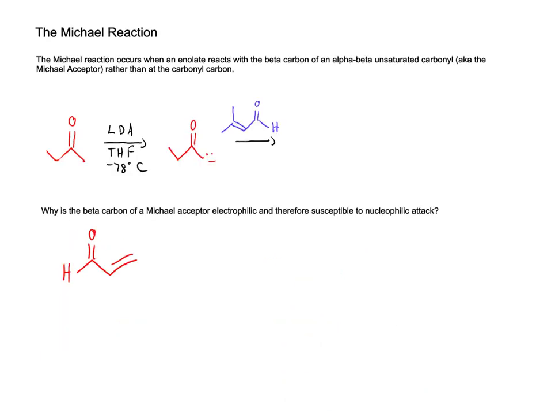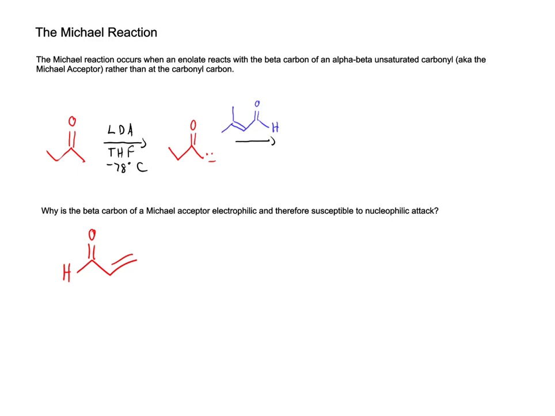Next up, we have the Michael reaction, and the Michael reaction occurs when an enolate reacts with the beta carbon of an alpha-beta unsaturated carbonyl rather than at the carbonyl carbon, which is what we've been attacking with enolates. Now, an alpha-beta unsaturated carbonyl is also known, in this chapter, as the Michael acceptor. So let's take a look at a reaction here.